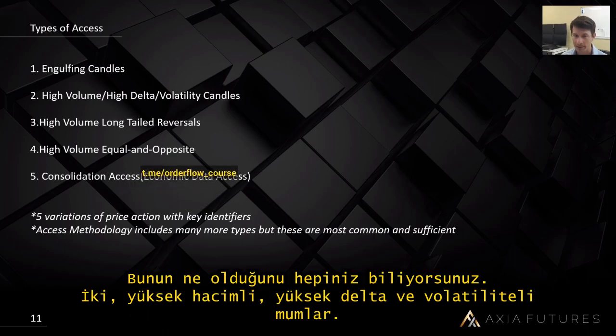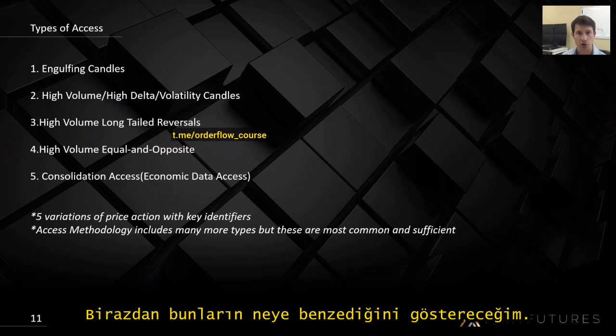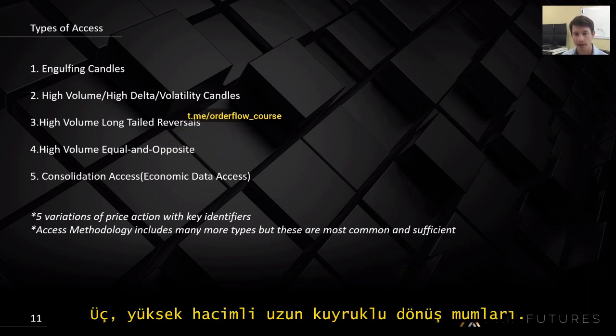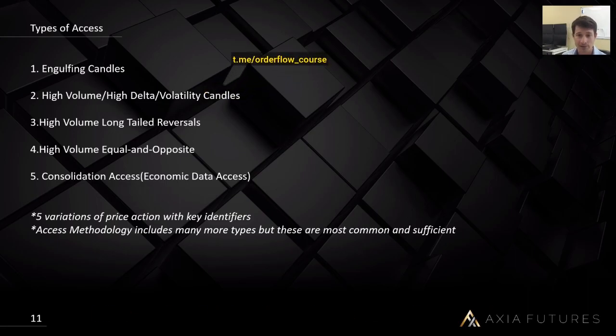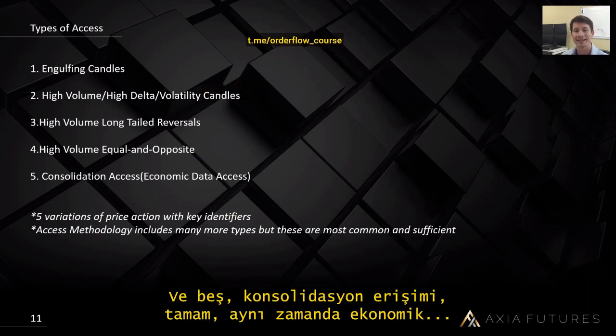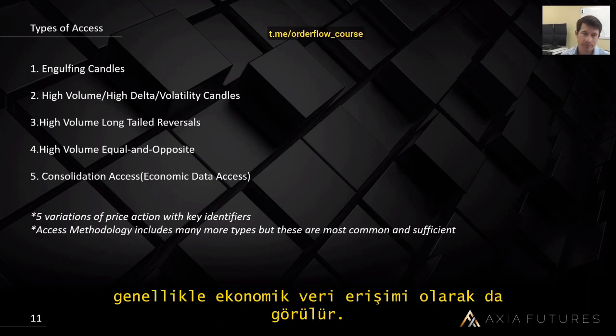You all know what that is. 2, high volume, high delta and volatility candles. I'll show you what these look like in a moment. 3, high volume, long-tailed reversals. 4, high volume, equal and opposite candles. And 5, consolidation access, usually seen as economic data access.